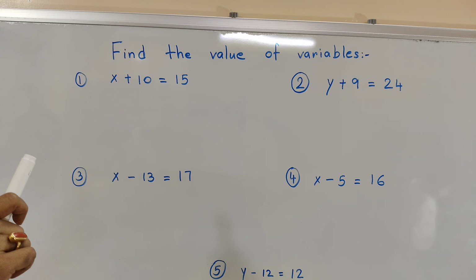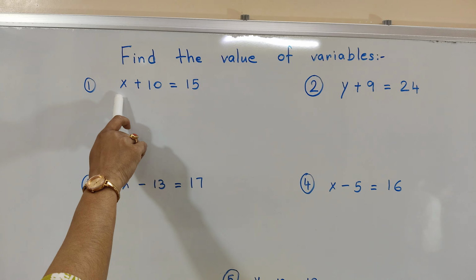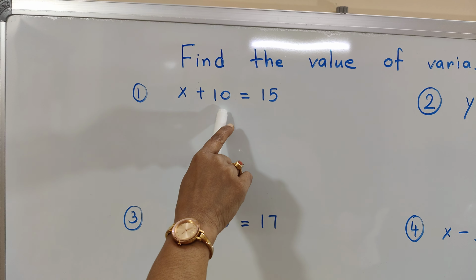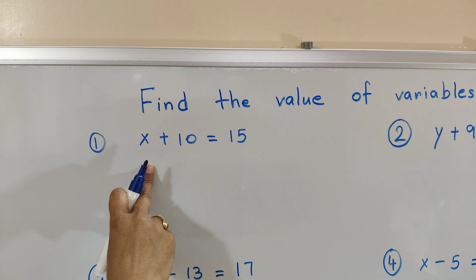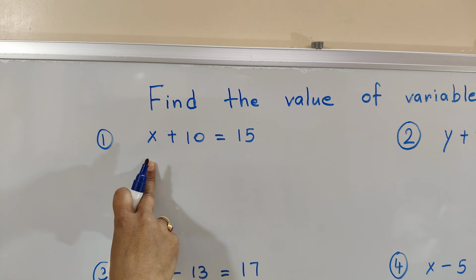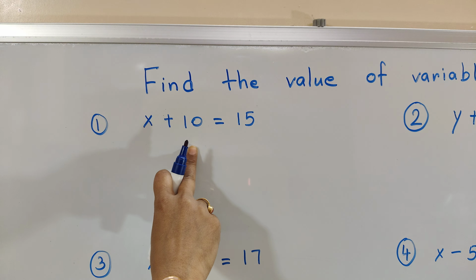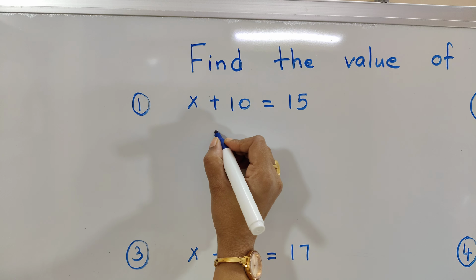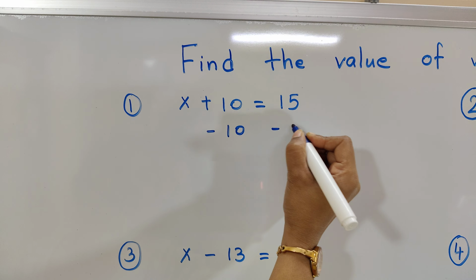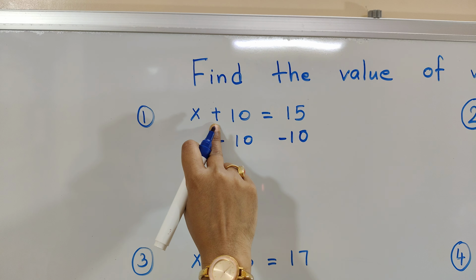x plus 10 is equal to 15. x is the variable and 10 is the constant. To find the value of the variable x, we need to separate the variable and the constant. So to separate x, we need to subtract 10 from both sides. Why? Because over here it's positive.